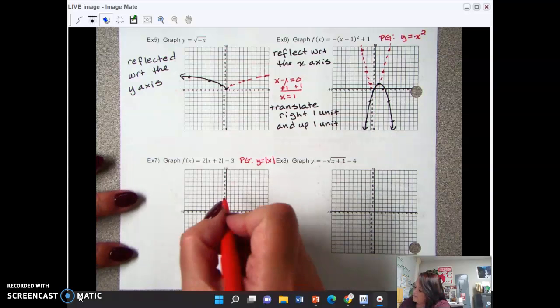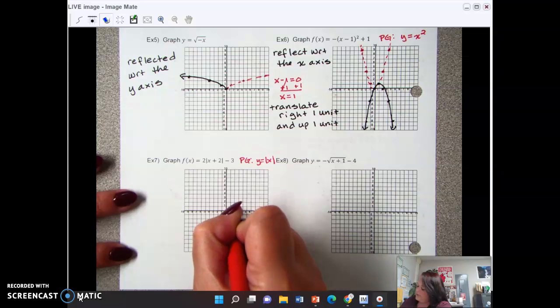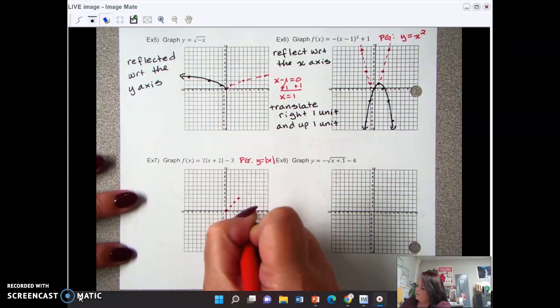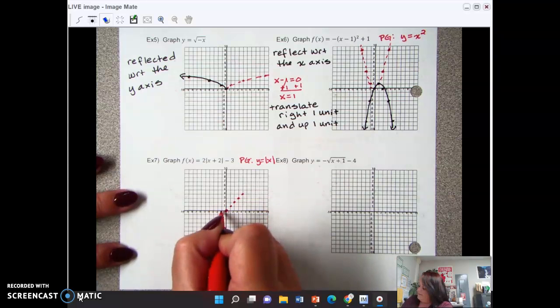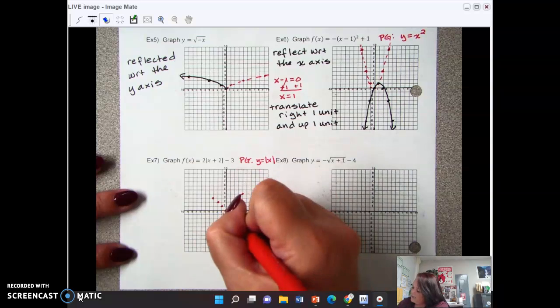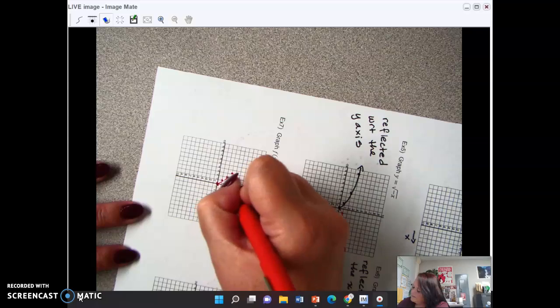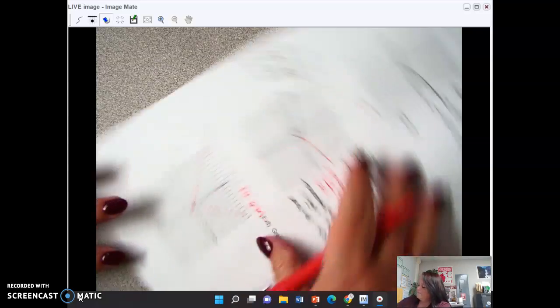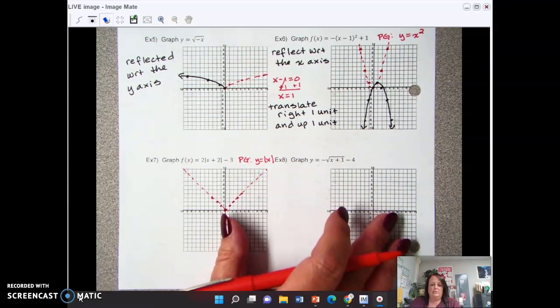Y has to be positive. So my parent graph is going to start at (0, 0). And then 1 step to the right goes up 1, 2 steps to the right is up 2, because the absolute value of these are all positive, right? Same thing to the left. If I go to the left one, absolute value of -1 is 1, absolute value of -2 is 2, absolute value of -3 is 3. And so this is my parent graph. Okay, and I'm just dashing it because it's not part of my final answer.